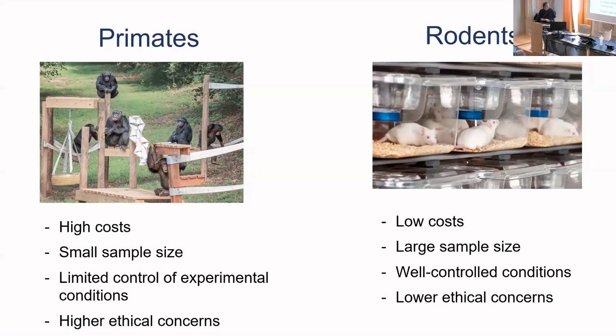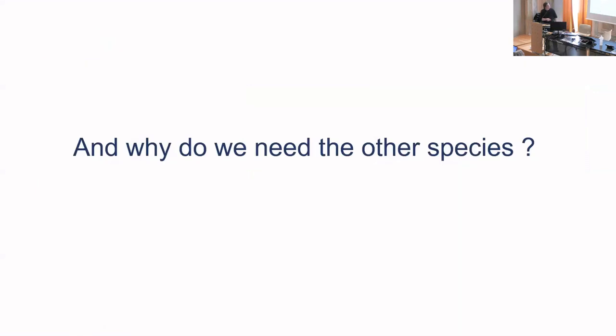Okay, lower ethical concerns. We still have ethical concerns. We need to apply ethical proposals. We need to treat animals properly and so on. But there is kind of a linear degradation. If you go to insects, you have less, and at least when you work with plants, you probably don't have any. So now the question is, why do we need all the other species?